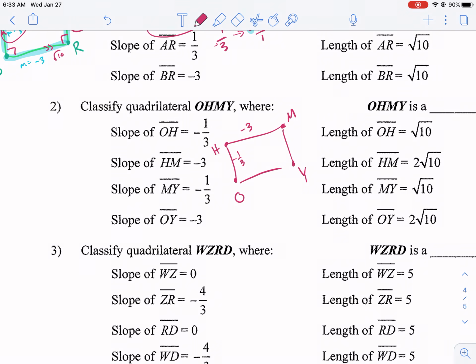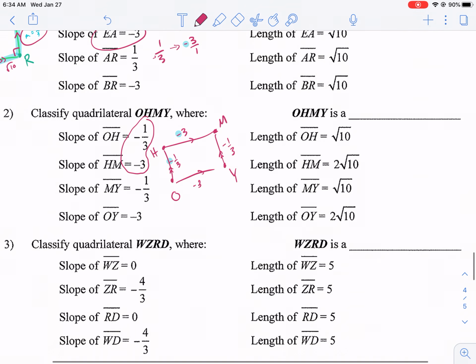This one's a trick. It wants you to think that these are opposite reciprocals, but they're not because they're both negative. So these are not perpendicular, okay? So don't draw a 90-degree angle in there. So we know it's not a rectangle. We know it's not a square. So the slopes, though, are parallel to each other. These sides are parallel, and these sides are parallel because they have the same slope.